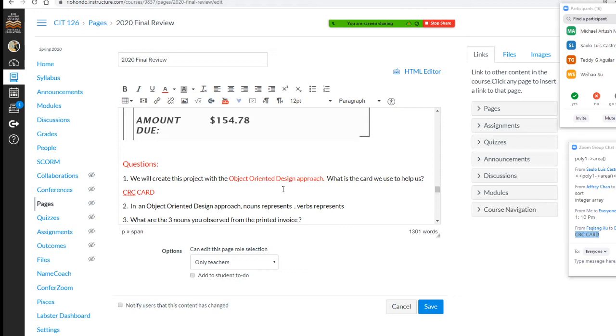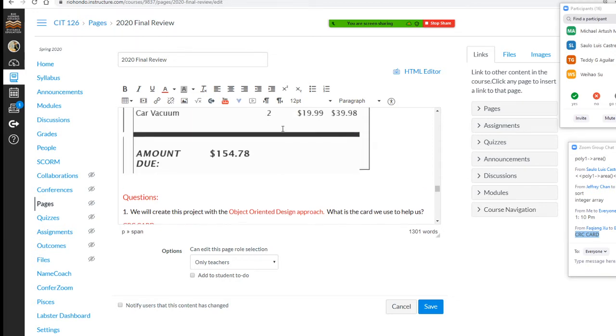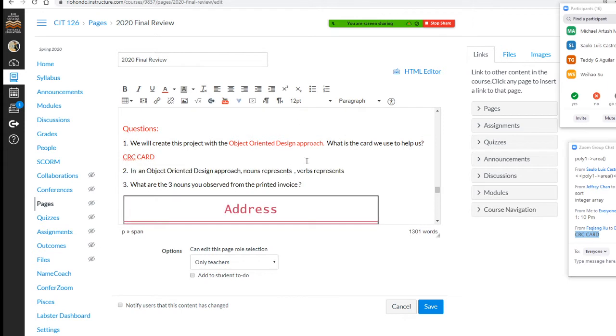So at a CRC card, first you need to identify. You need to find out nouns and you find out verbs, because noun represents what? Anybody can be a programmer if you follow the way we teach you. Noun stands for what? You look for nouns. Noun stands for class. Good job, Luis. Noun stands for class.